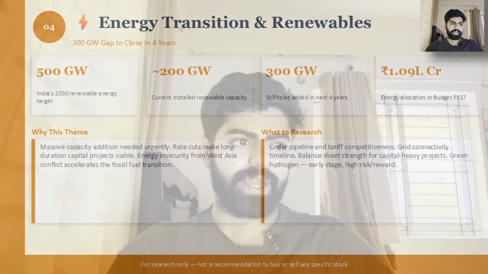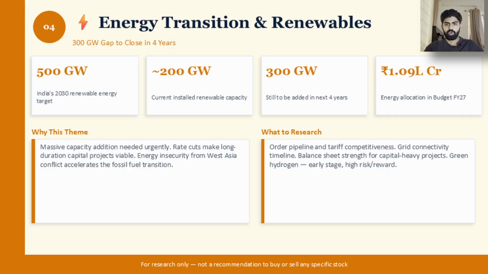Now another theme is energy transition and renewables. We have committed to 500 gigawatt of renewable energy capacity by 2030, and the government has been actively promoting schemes to promote renewable energy. This includes subsectors like solar power, wind energy, green hydrogen, power transmission, battery storage, electric vehicles, etc. So this is another sector which is going to see a boom.